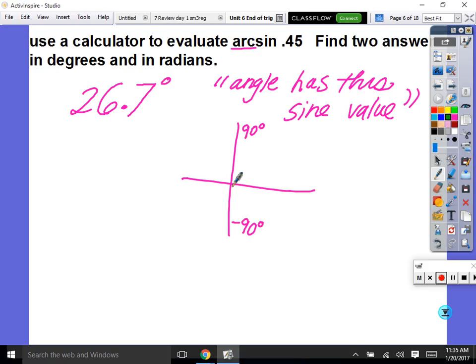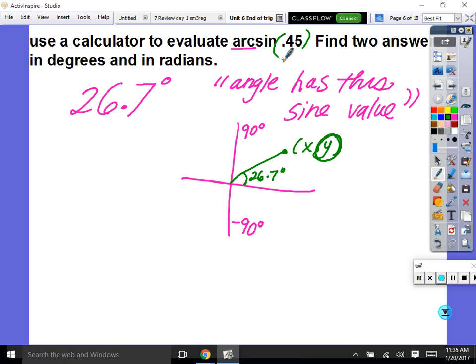So here's 0. I go up 26.7 degrees. I kind of drew that a little bit high, but it's okay. Now that would intersect at an XY point on a circle, right? Isn't sine our Y values? 0.45. It's not a degree. Just 0.45.